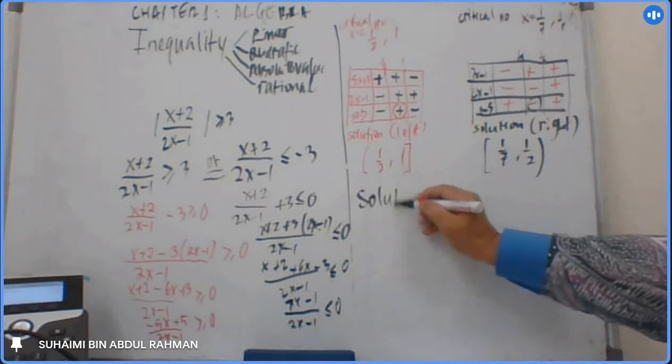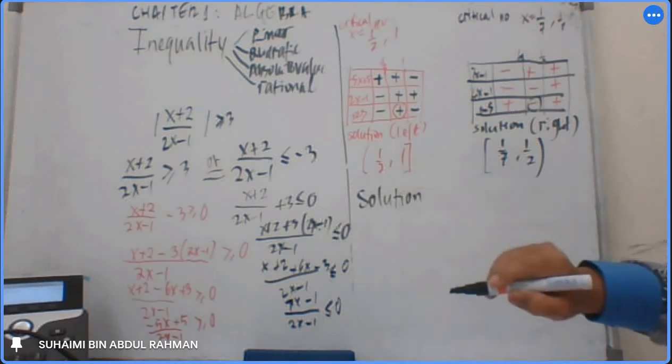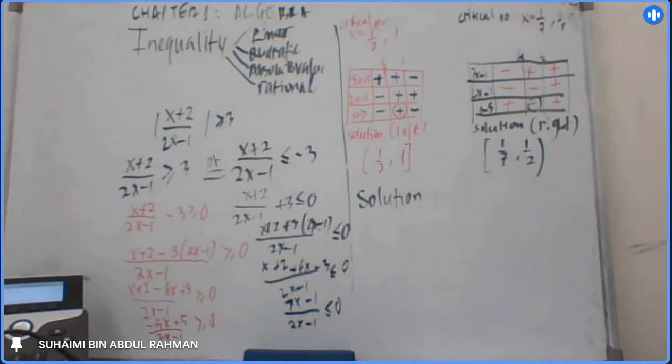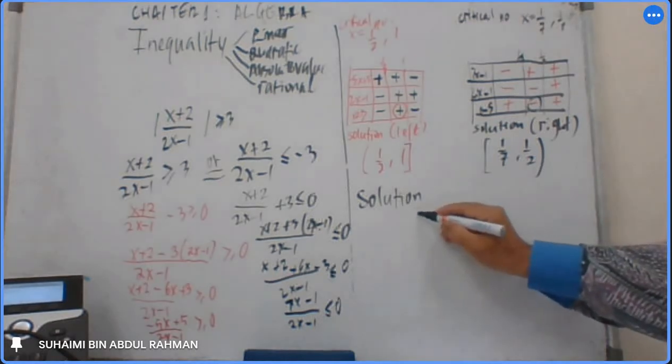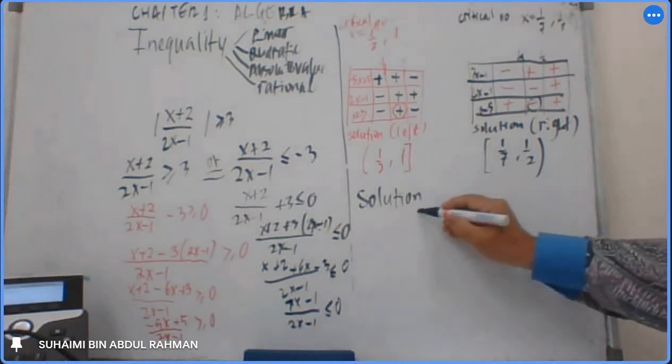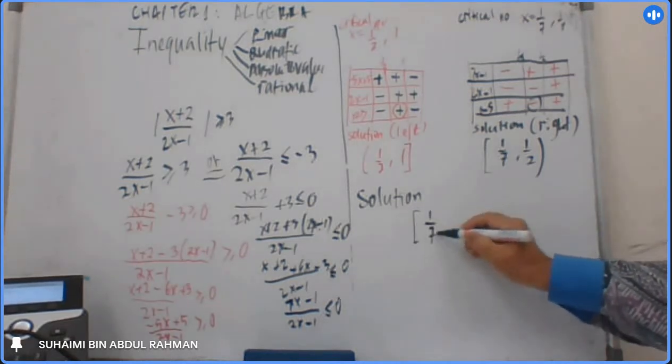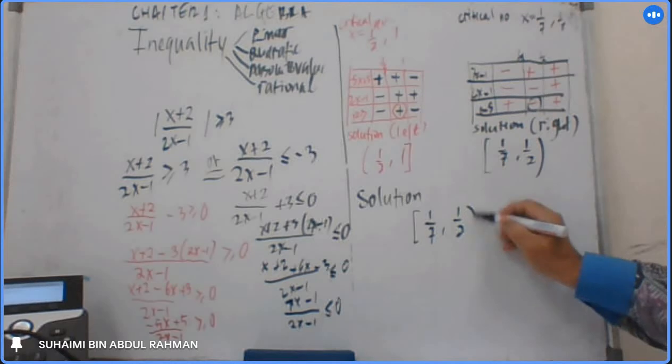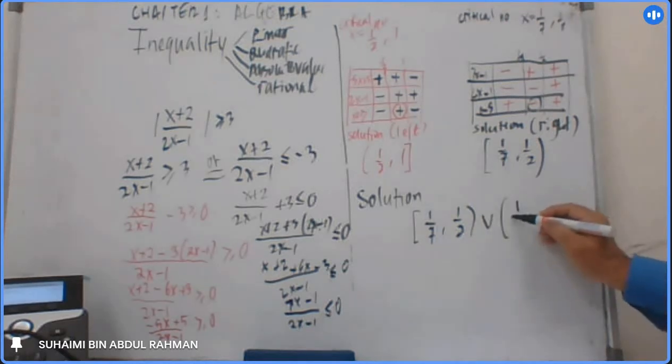This is the solution for exactly solution. This is not the solution for left, solution for both. Must be union of these two. Must be from 1/7 until 1/2, union with 1/2 until 1.